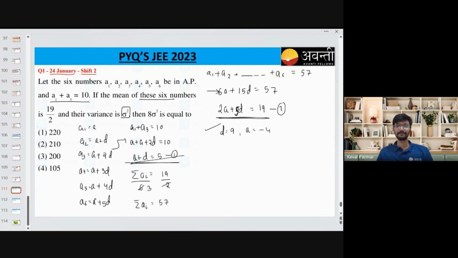Now calculate. Come on, guys, calculate now and tell me. Yes, Bhaskar and Sai. That is what I was saying, how did A come to be negative? So what is it now? A plus D is 5 and 2A plus 5D is 19.